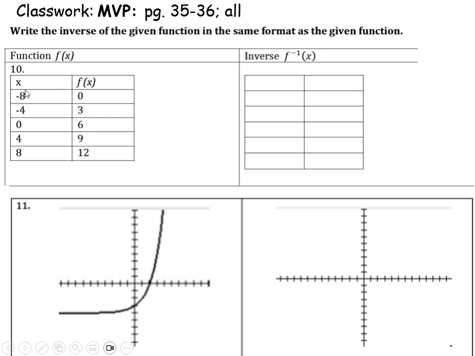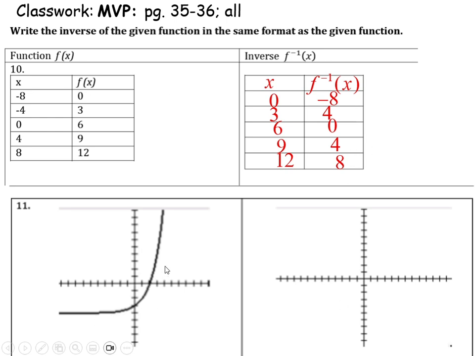So if the x is -8, -4, 0, 4, right? Now that's going to swap with the y, and the answers for that would be 0, 3, 6, 9. So notice all of the y values here are now the x, and all of the y values over here are now the x values previously. Okay, so the domain and range, they swap.